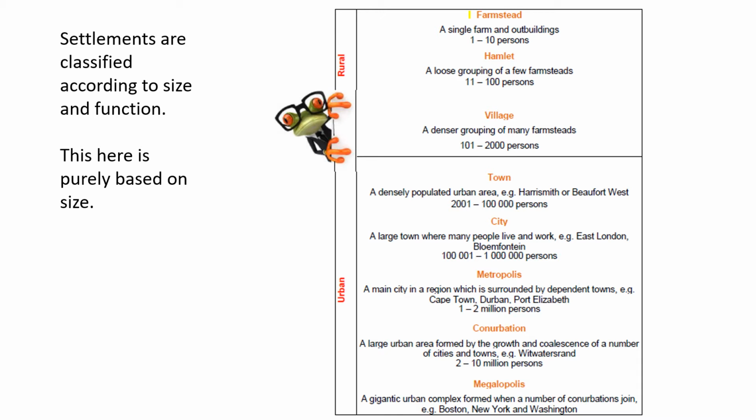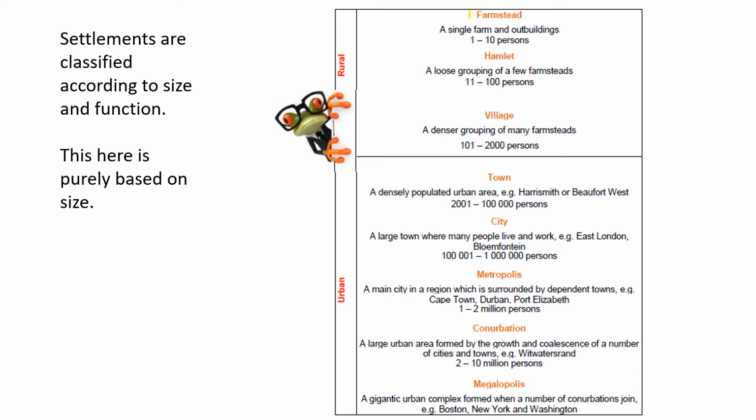Loose grouping. Hamlet would be a loose grouping of a few farmsteads together, and you've got a little more functionality. A village, you have a couple of houses, people perhaps not all involved in farming, so again a little more functionality, but the majority of people would still be involved in just one function.